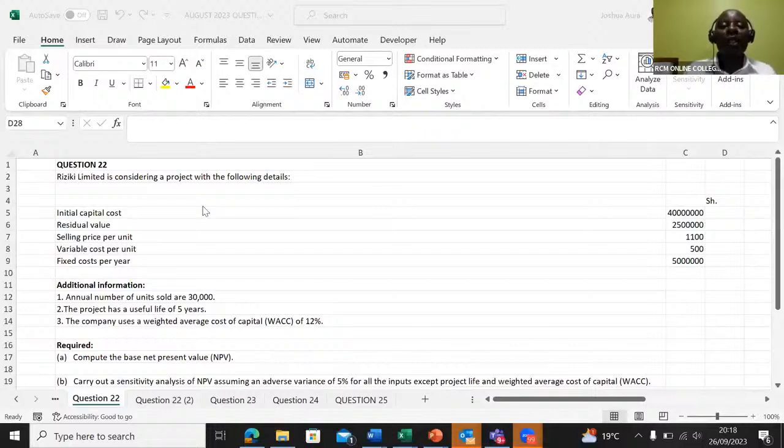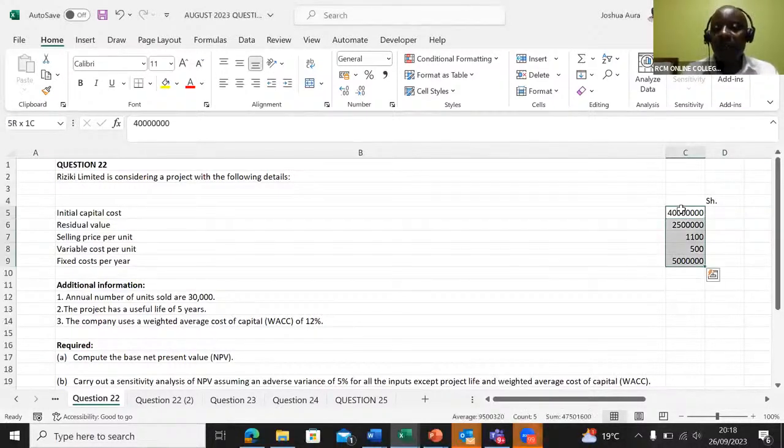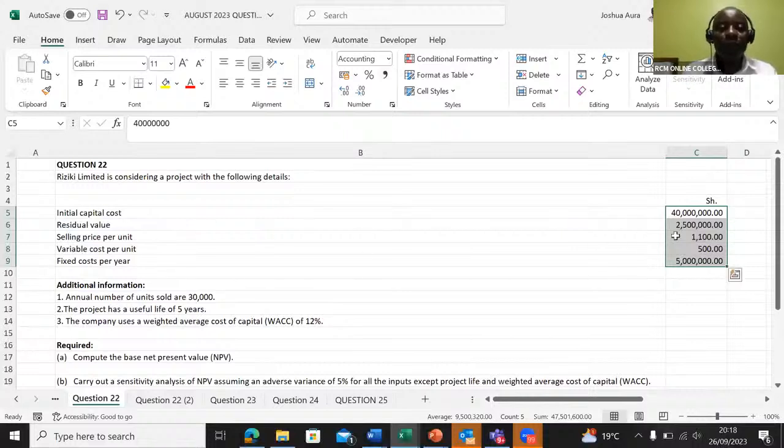Riziki Limited is considering a project with the following details. We have an initial capital of 40 million, a residual value of 2.5 million, a selling price of 1,100, a variable cost of 500, and a fixed cost per year of 5 million.